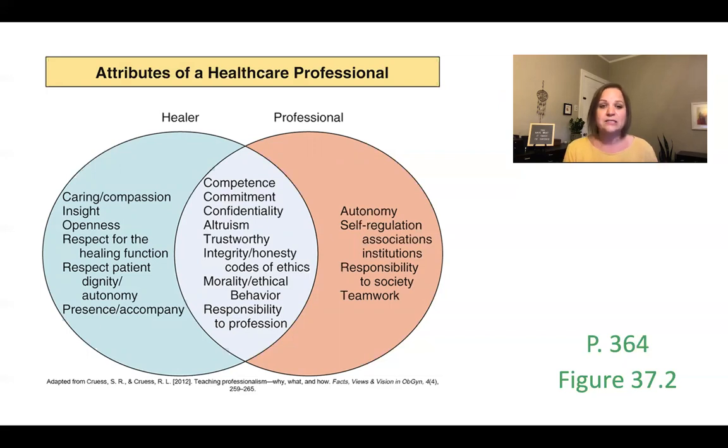And so this highlights just how the healer and the professional come together in a very unique role for nursing, that we're competent and committed, that we demonstrate confidentiality with our patients, that we're trustworthy. Nursing is consistently voted as one of the most trustworthy professions that there are. That we do everything that we do with integrity and with a value of a code of ethics, and that we act morally and we have responsibility to our profession. That is something that we identify with as a professional organization.